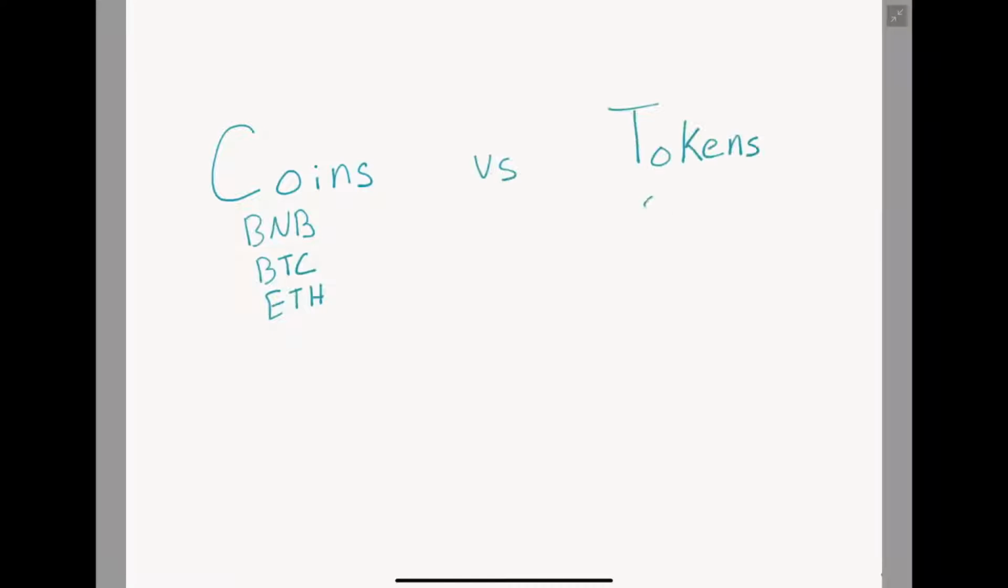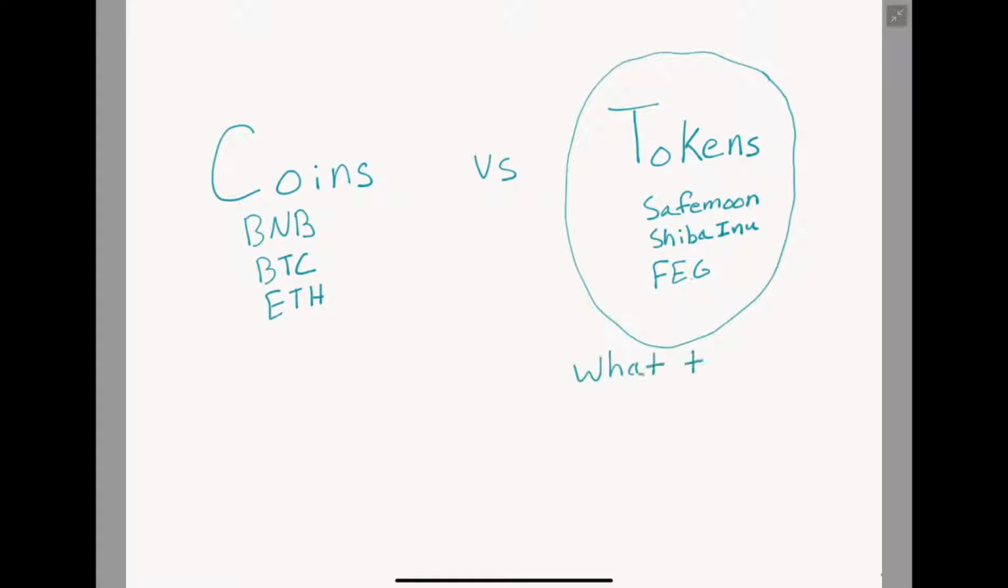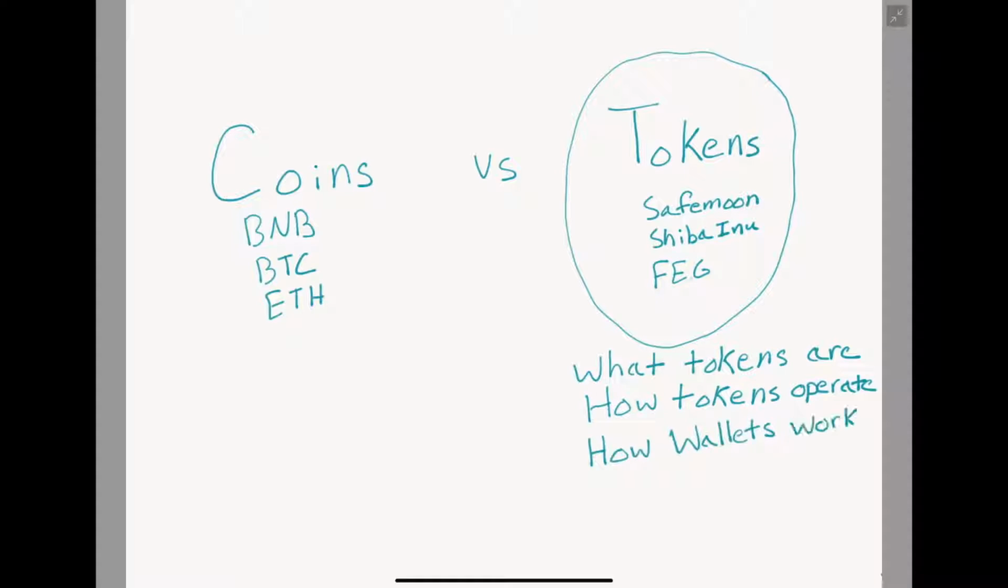You've probably heard people talk about the difference between coins like Bitcoin or BNB and tokens like SafeMoon or Shiba Inu. In this video, we'll be taking an in-depth look at tokens, what they are, how they work, how wallets operate, and the fact that wallets do not actually hold your coins. Hopefully this video will help facilitate your understanding of DeFi and how all the new projects in the space really work.